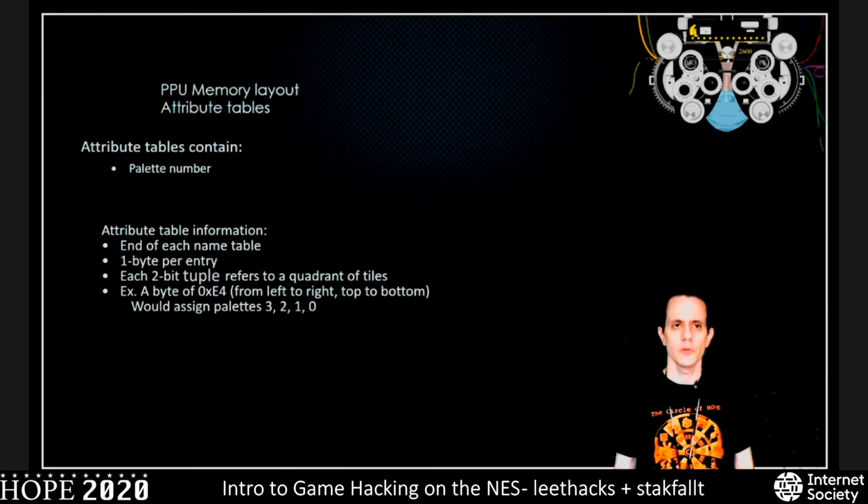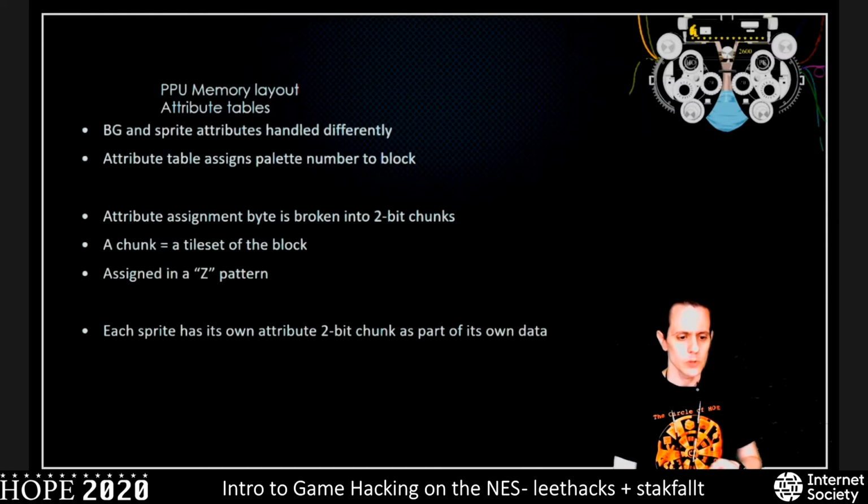But just know that each 2-bit tuple refers to a quadrant of tiles. And a byte of, say, for example, E4, goes from left to right, top to bottom, I believe. It might be the other way around. I always get them backwards. But let's talk a little bit more about the attribute table.